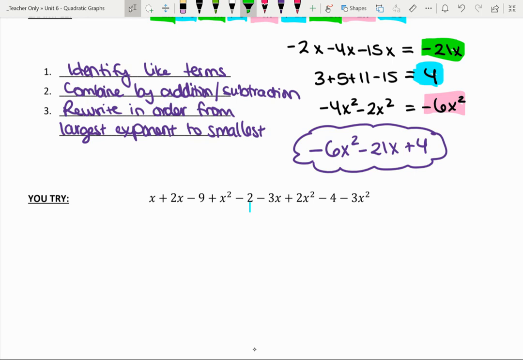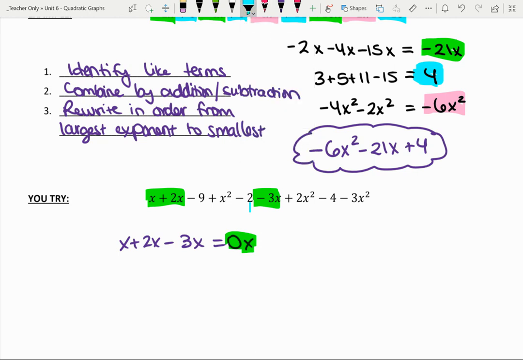All right, welcome back. So looking at some of your like terms, I hope that you identified x, 2x, negative 3x. So when we add that up, x plus 2x minus 3x makes 0x.